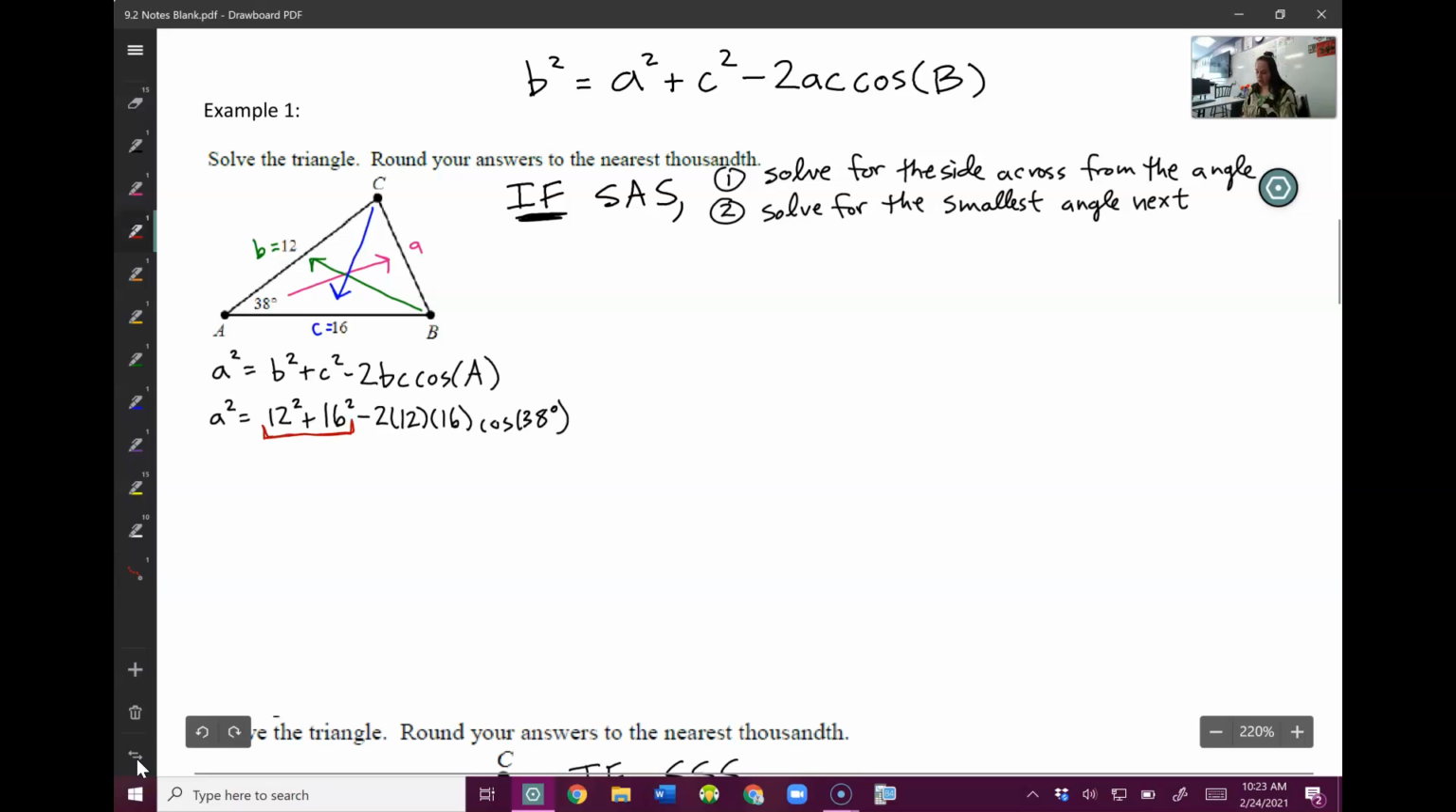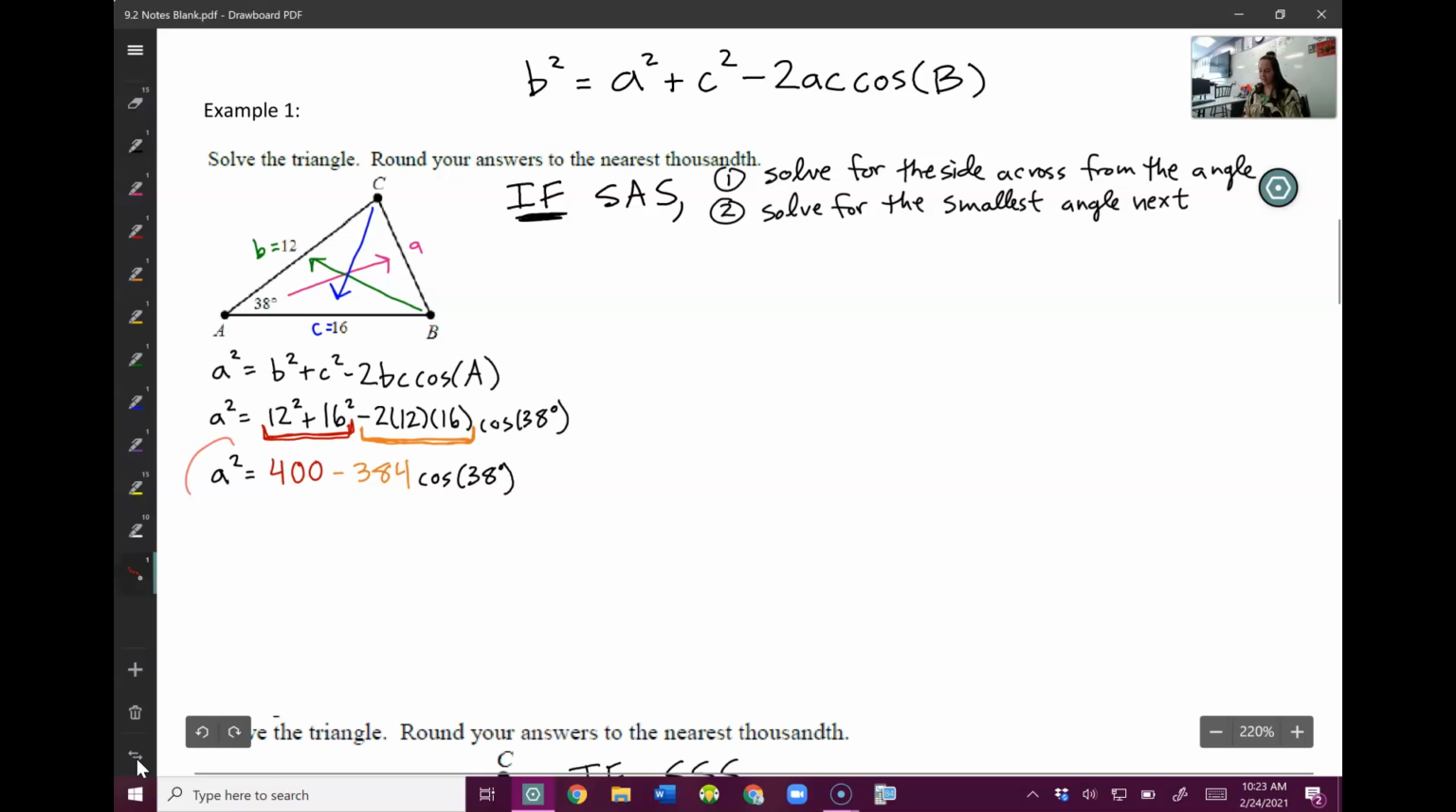I would type just that part into your calculator first: 12 squared plus 16 squared. If you type that part in, you should get 400. Next, I would just type in this part: negative 2 times 12 times 16. And you should get negative 384. And then I still have that cosine of 38 tagged onto it.